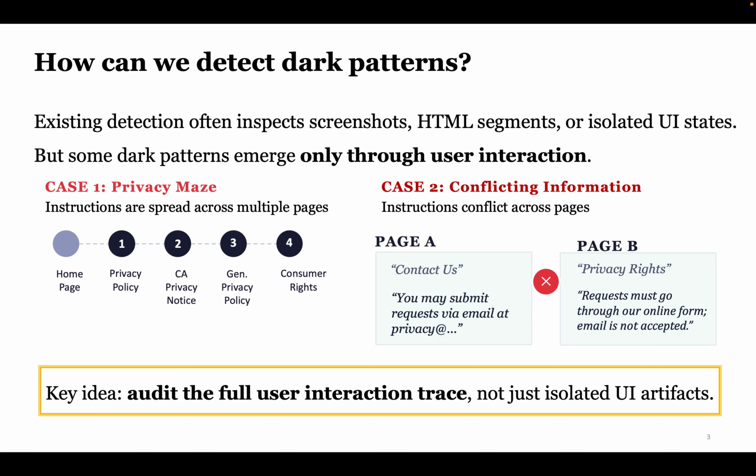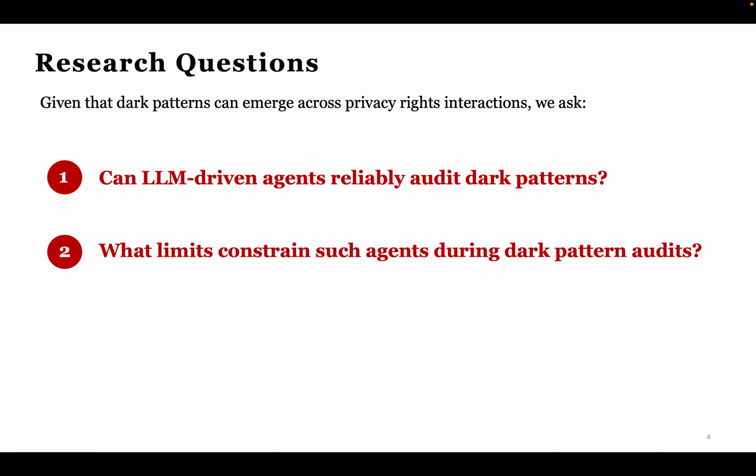So the key idea is to find dark patterns in the exercise of privacy rights. We should audit the full user interaction trace rather than only the isolated UI artifact. This leads us to two research questions. First, can LLM-driven agents reliably audit dark patterns, including those that emerge across user interactions? And second, what limits constrain this agent during the dark pattern audit?